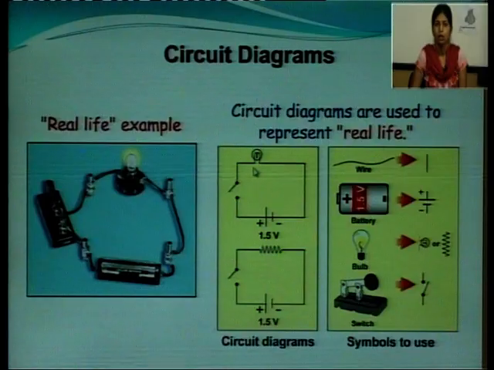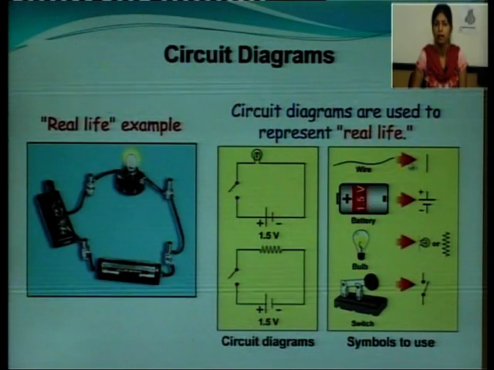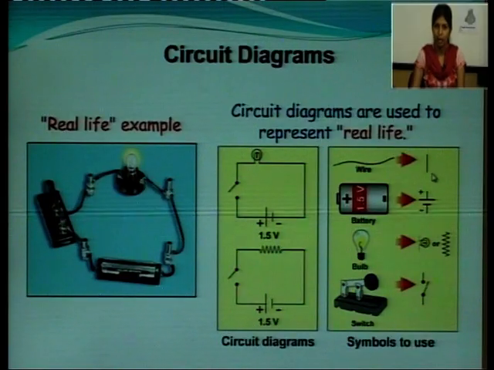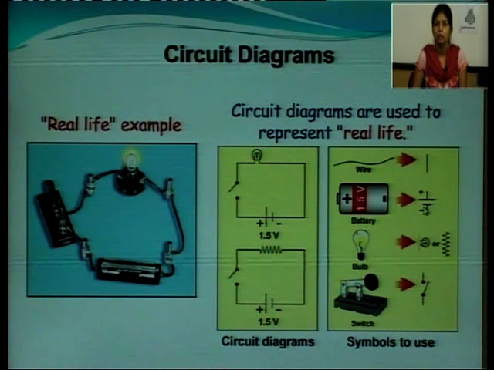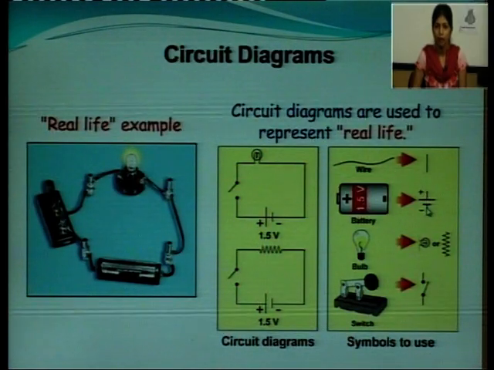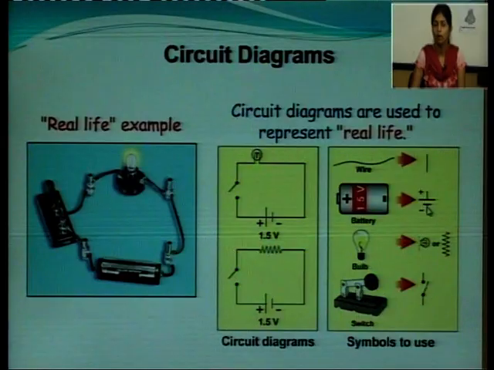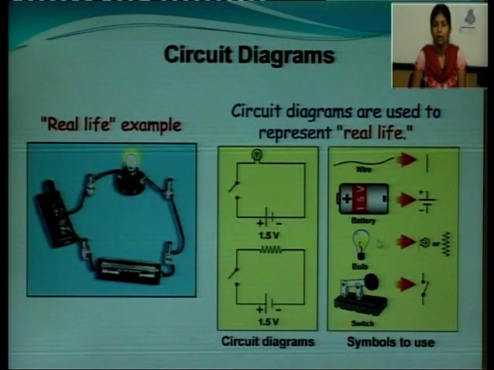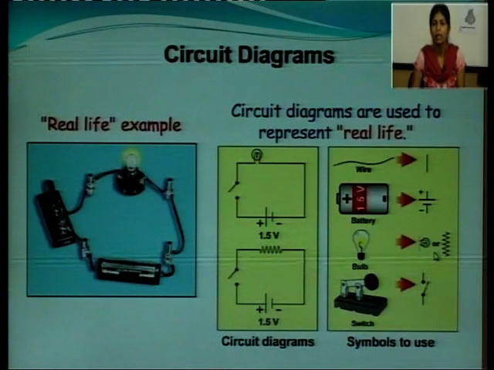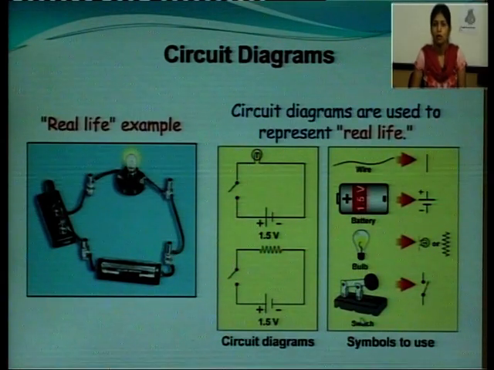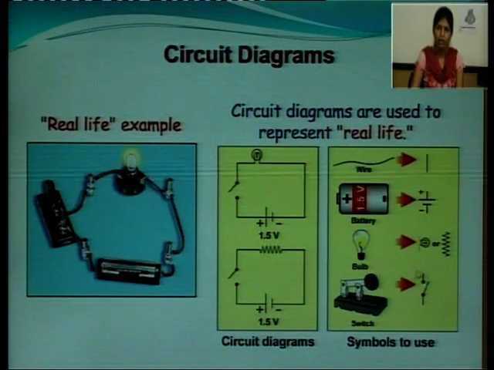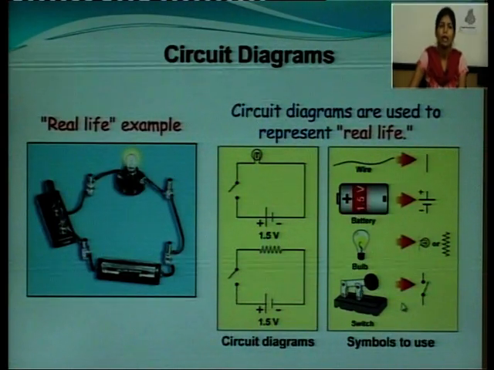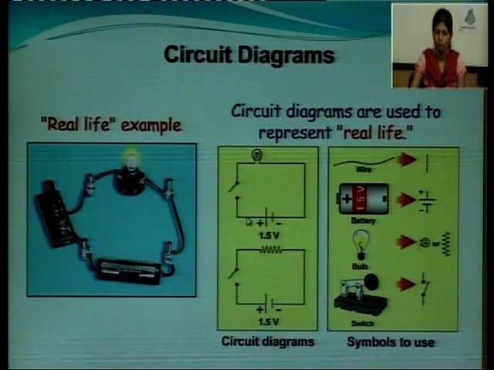So we can say that this wire is represented by these horizontal and vertical lines. Now this is a battery. This is the symbol of the battery in which there is a small and a large plate. Now this large plate carries the positive terminal of the battery and this small plate carries the negative terminal of the battery. Now this bulb can be represented as this or it can be replaced by a resistance. So this is a switch. This is the symbol of a switch. So by these symbols we can draw any real life example as a circuit diagram.